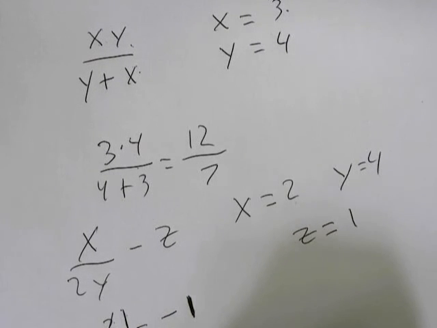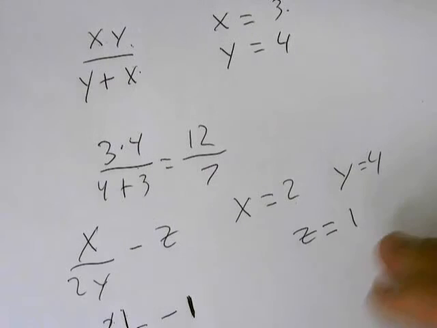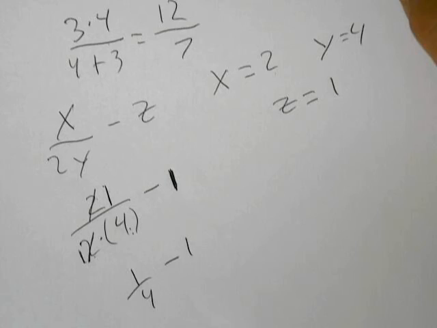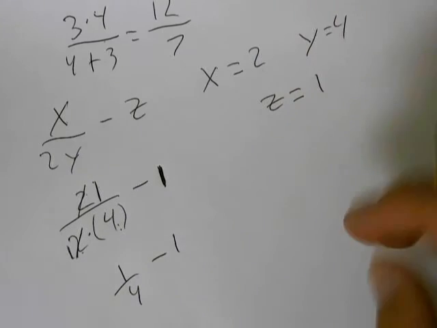1 over 4 minus 1. Make sure I'm still on your screen. I'm falling off the screen again. Okay.